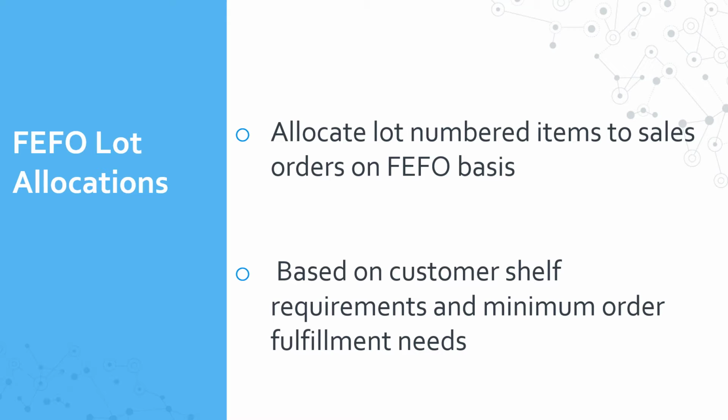The FIFO lot allocation suite app will allocate lot numbered items to sales order lines on a first expiry, first out basis. This is based on customer shelf requirements and minimum order fulfillment needs. This suite app works with the supply allocation feature and should not be used with an order allocation schedule.